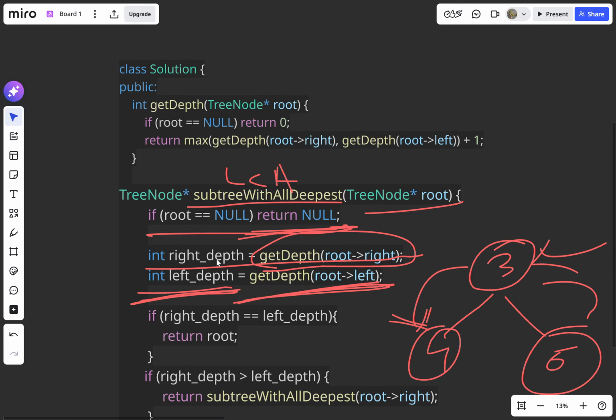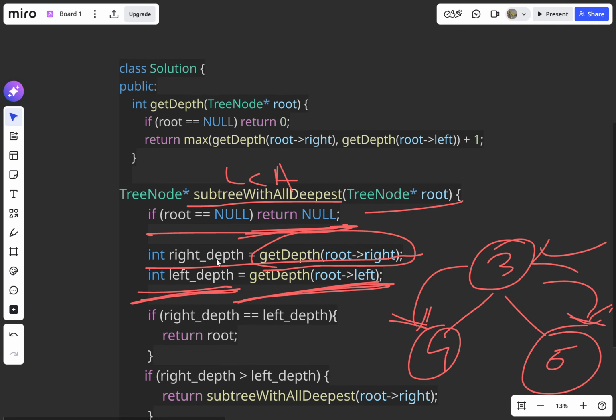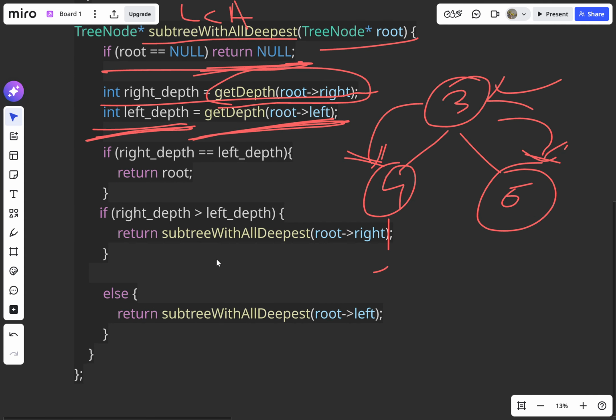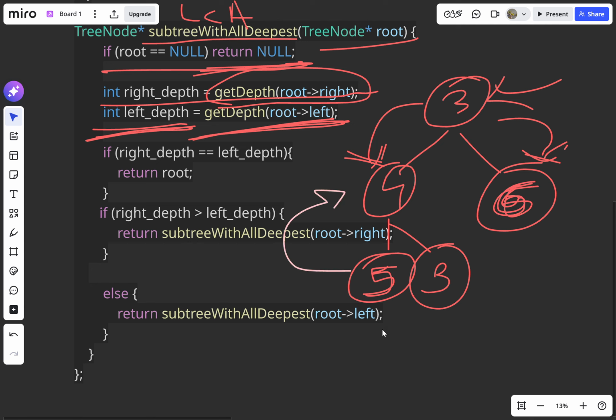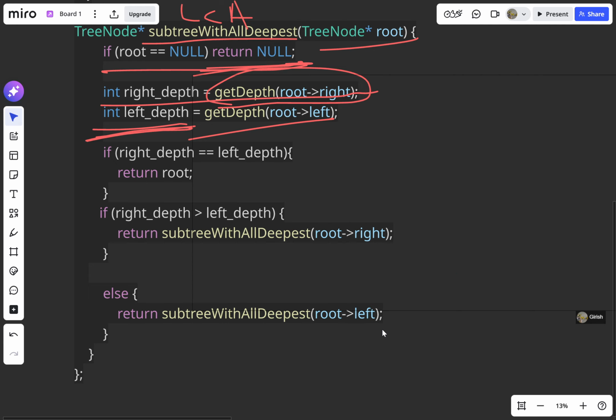The depth of the 4 and the depth of the 6: it depends on whether there are further children of the 4, which are like 5 and 3, and 6 doesn't have any children. So its depth will be returned as 1 and this returns 2. This will return only 1, so both the depths are not the same. Here the right depth is not equal to the left depth.